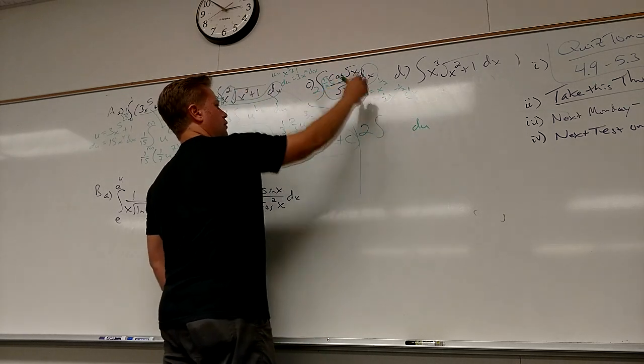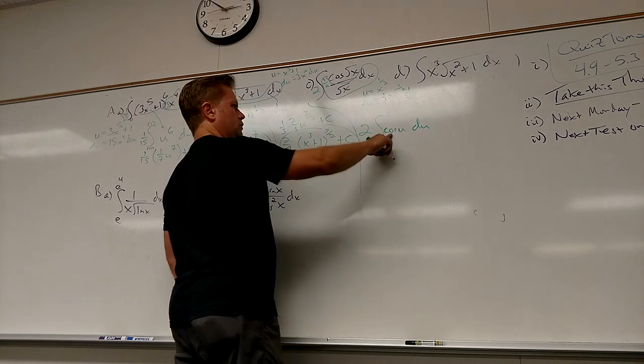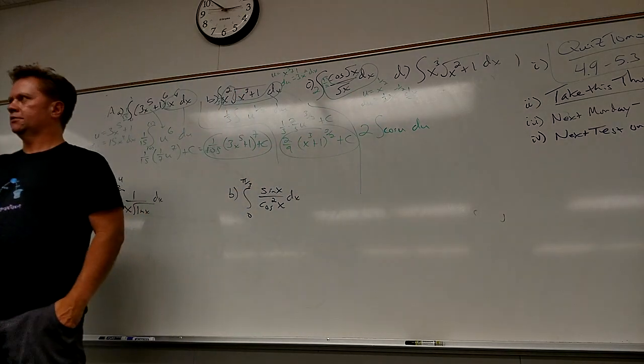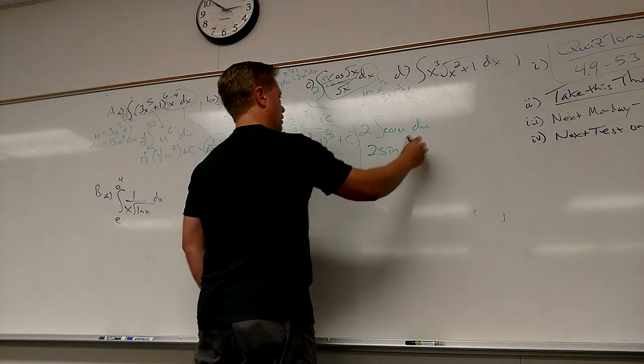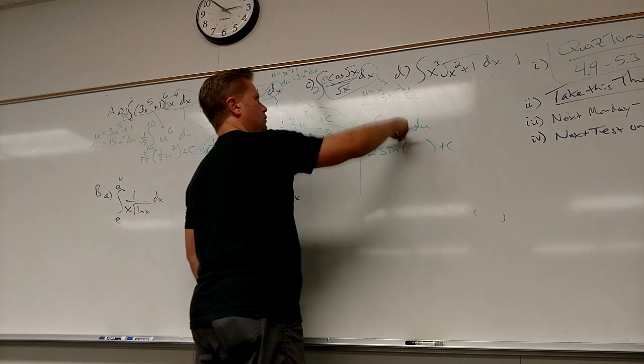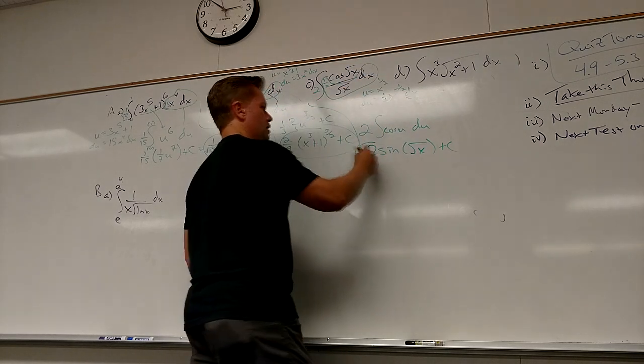And then here I get cosine u. And of course, integral cosine is sine. I like a positive sign. And let me go ahead and put back in what u is. U was x to the 1/2. So I can write it like that again.